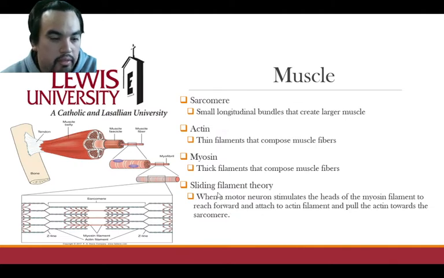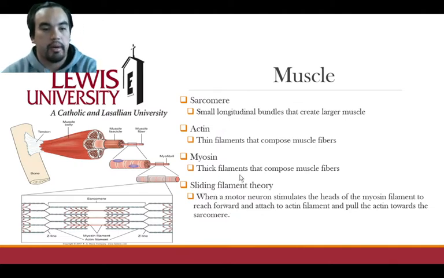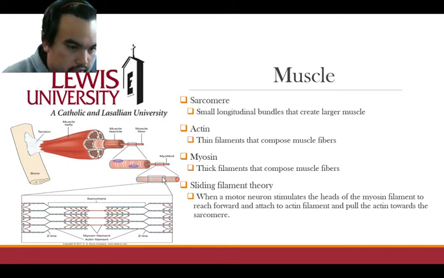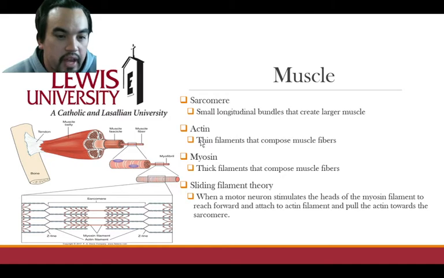Okay, this is just one more time talking about the sliding filament theory a little bit, where we have the sarcomeres that are the small longitudinal bundles that create the larger muscle. Okay, that's right here, these little guys. Then we have actin, which is the thin filaments that compose the muscle fibers. Okay, so we see it down in here, the actin filament. And then we have the myosin, which is the thick filaments that compose the muscle fibers.